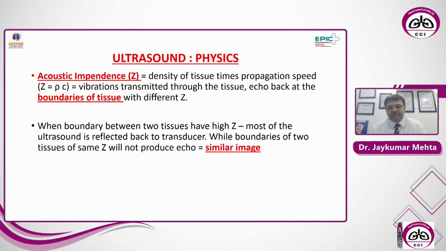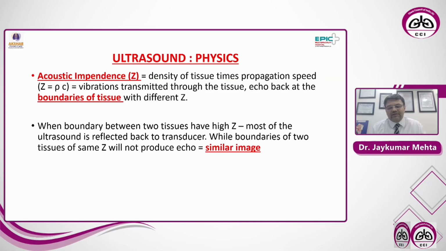Acoustic impedance, which is denoted by Z, is the density of tissue times propagation speed. It equals vibrations transmitted through the tissues, which echo back at the boundaries of tissues with different Z. When the boundary between two tissues has high Z, most of the ultrasound is reflected back to the transducer, while boundaries of two tissues of the same Z will not produce an echo, and you get a similar image.